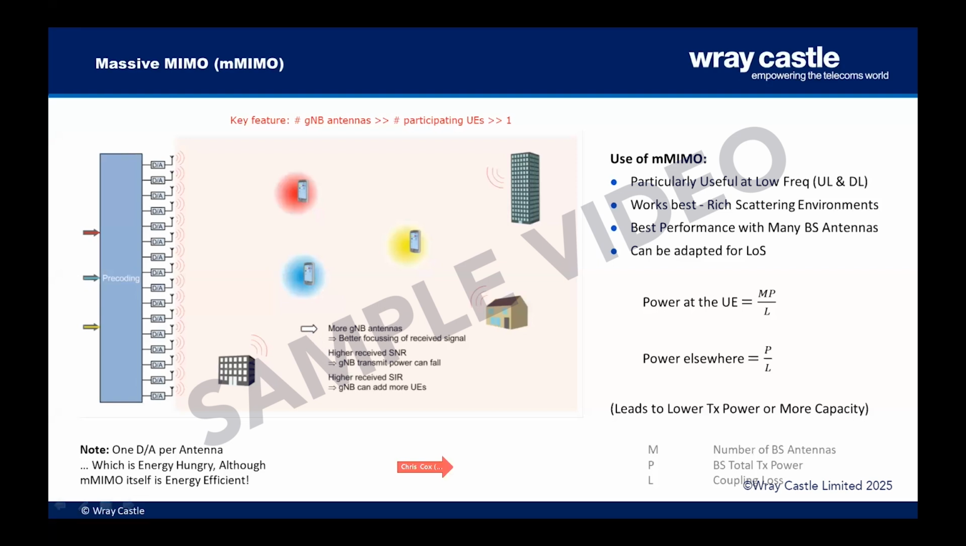It turns out that as you add more and more antennas to the base station, the received signal power becomes better and better focused around the target mobile, and less energy is wasted elsewhere.